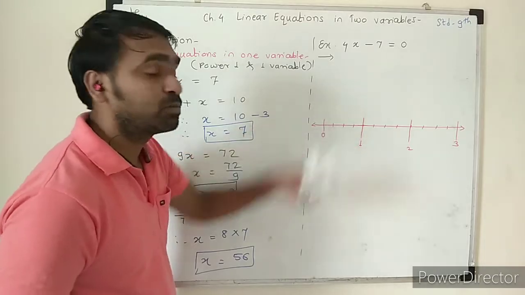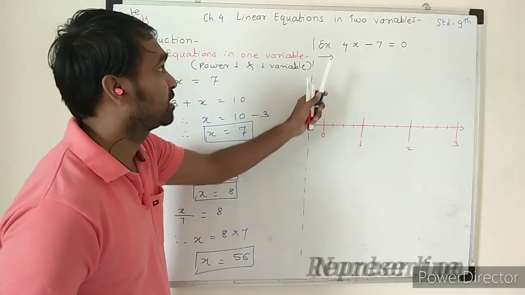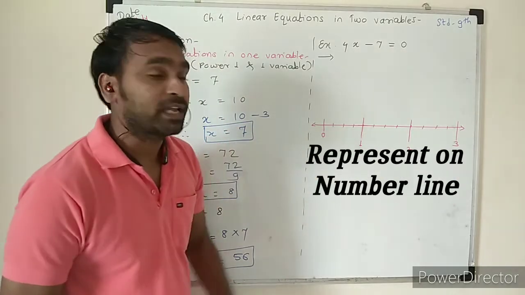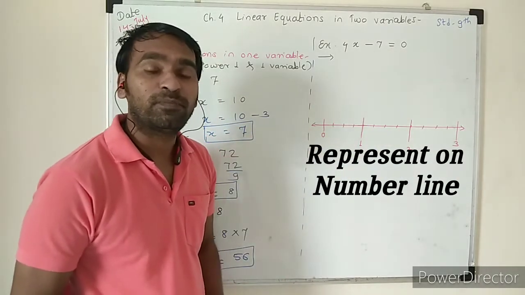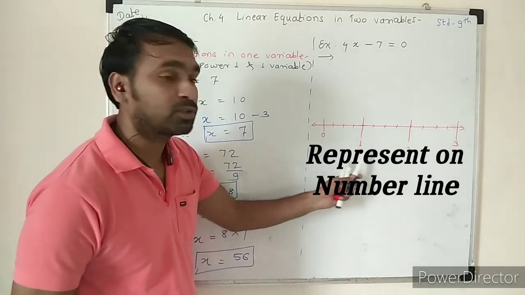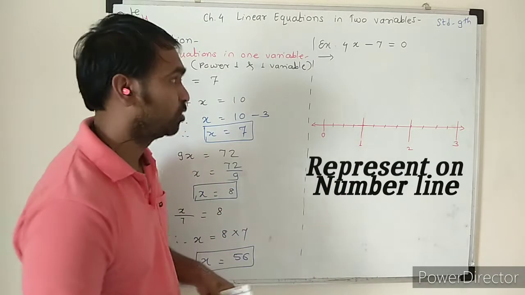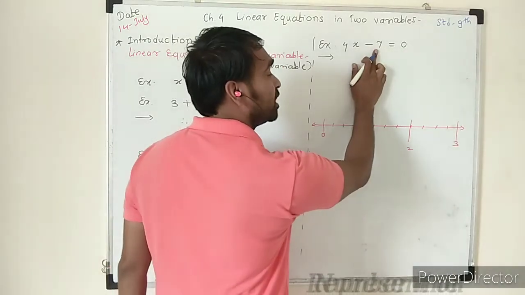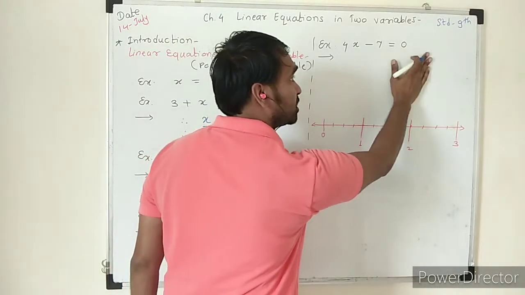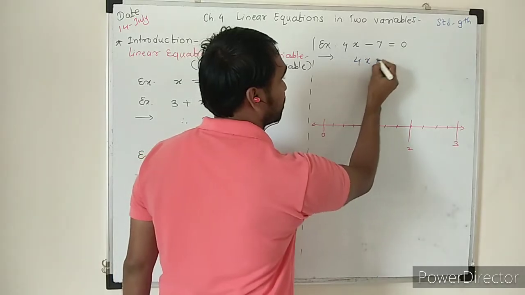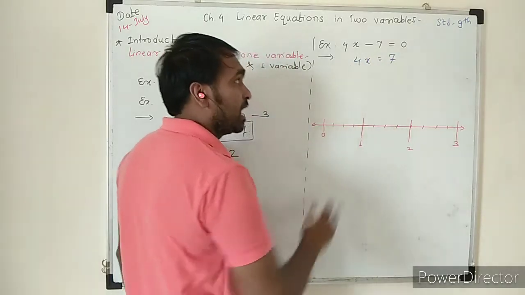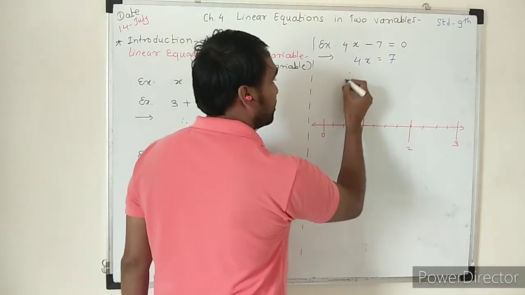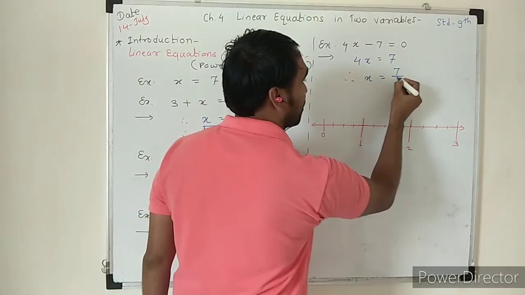Now one more example for the same one variable: 4x minus 7 is equal to 0. You have to solve this, that means find the value of x, and then represent it on the number line. See how. Here the minus 7 shifts first to the right side, so 4x is equal to positive 7. The 4x is multiplication, so on this side it is divided, which means x is equal to 7 upon 4.